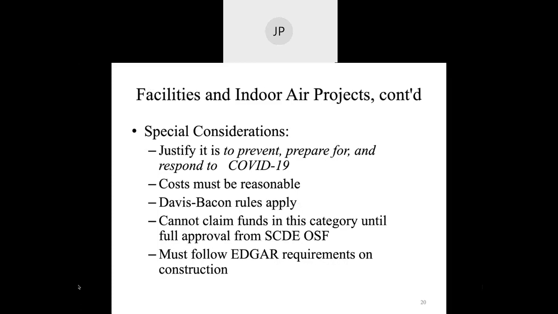As you're thinking about using funds for facilities and indoor air projects, there are some special considerations. One, you need to make sure that you're justifying these activities by saying it is preventing, preparing for, and responding to COVID-19. Costs must be reasonable, and that applies to all of your funds. The Davis-Bacon rules apply. You cannot claim funds in this category until we have all of the full approval, so you do need to follow our Office of School Facilities procedures. And again, you must follow all EDGAR requirements on construction.